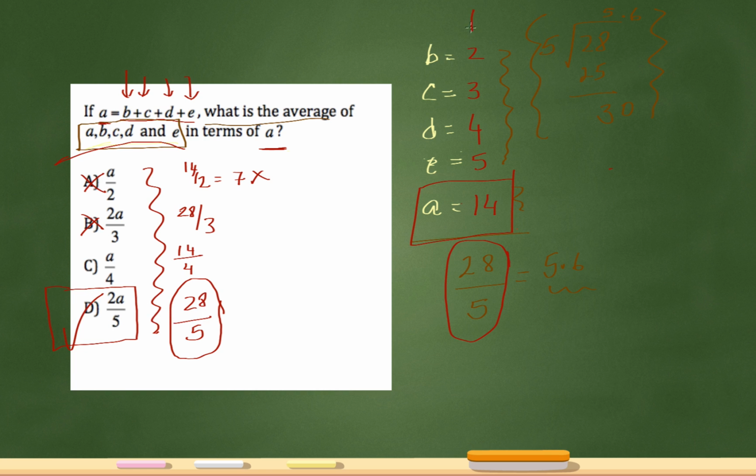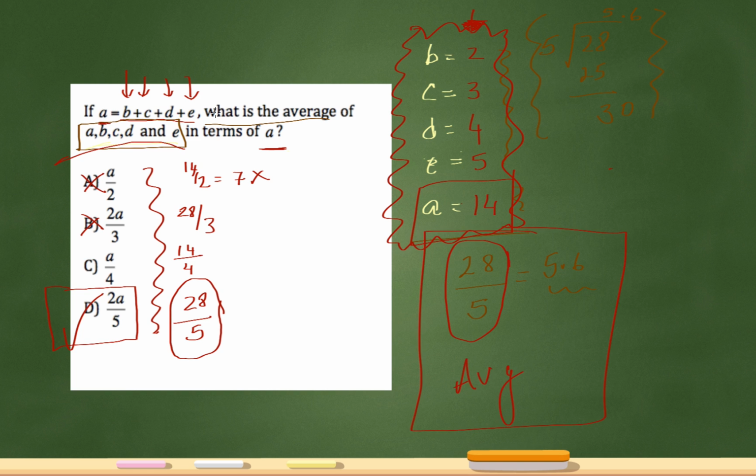Again, to recap, I made up numbers for B, C, D, and E, literally anything I wanted. You could have made these anything you wanted, and then based on those, I figured out A is going to be the sum of all of these, and it came out to 14. Then the question was saying, what is the average of A, B, C, D, and E? So the average of those numbers is going to be all of these numbers added, divided by 5, because there's 5 of these numbers. So that's how I got 28 over 5, which was the average.